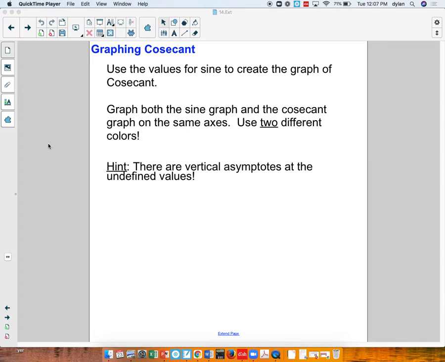Hey guys, welcome to our 14-point extension lesson. It's called extension because this is not in the book.